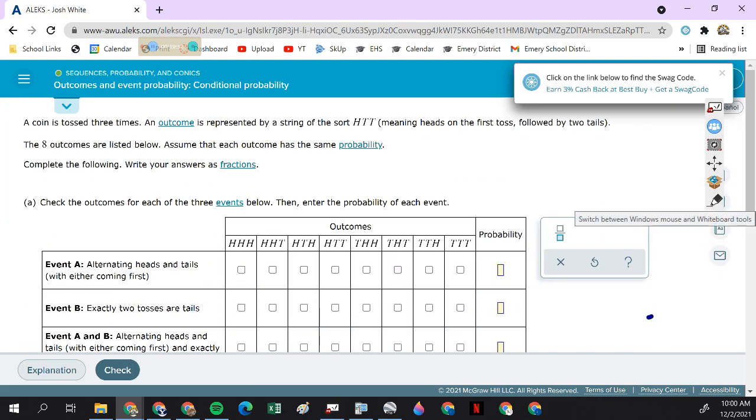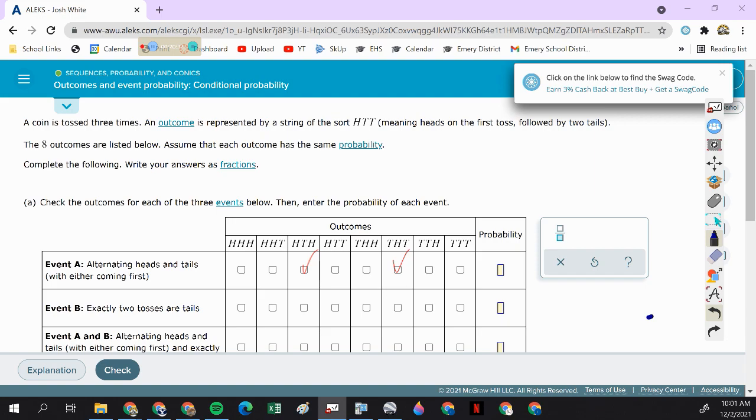Okay. A coin is tossed 3 times. So one way to do that would be heads, tails, tails. So event A, of all possible outcomes, HHH, HHT, and so on, what is the probability that we alternate heads and tails? So how many of those alternate heads and tails? This one and this one. So 2 out of 8.